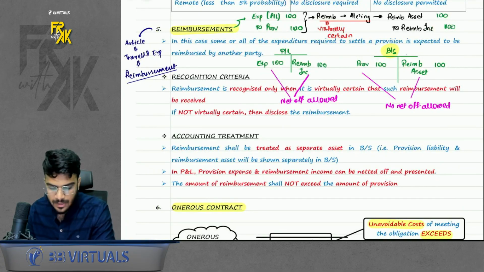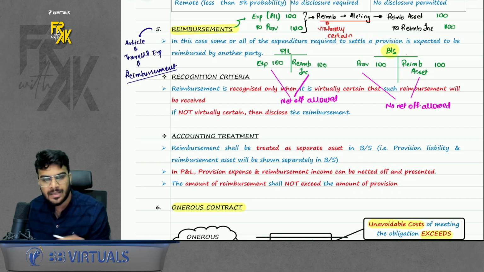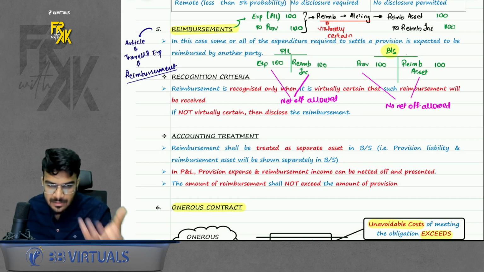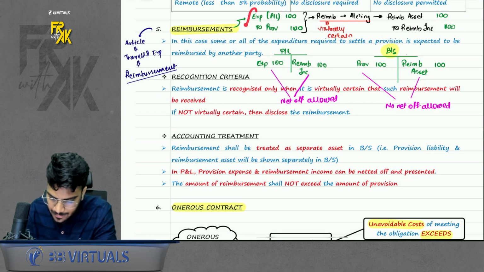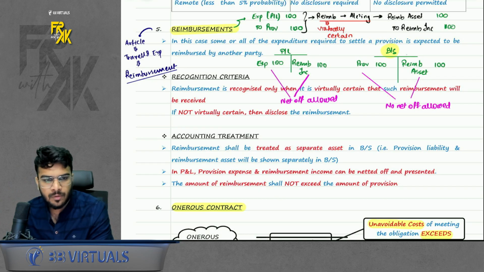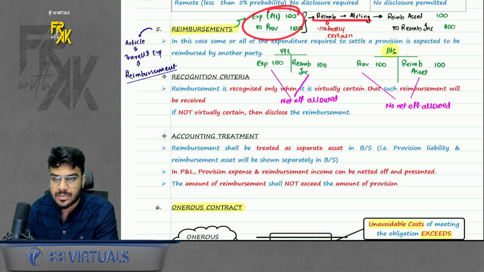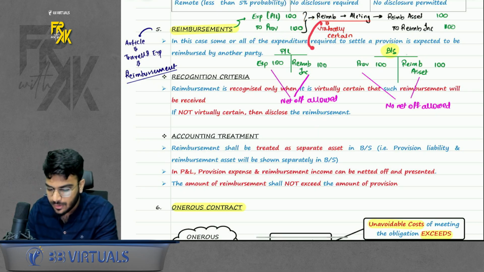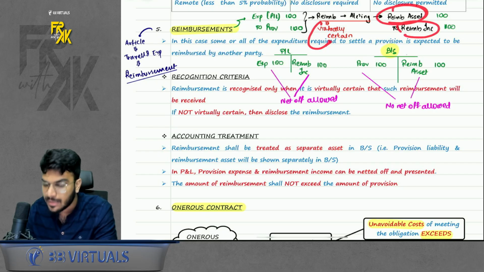Okay. So what is the meaning of reimbursement? Sometimes what happens is, let's say best example, your articleship. In articleship, whenever you travel to a client place, your principal says that we will reimburse your traveling expense, right? So the entry for reimbursement is expense to provision. Sorry, the entry for booking the expense is expense to provision. If this expense is reimbursed and that reimbursement is virtually certain, you will book a reimbursement asset to reimbursement income.